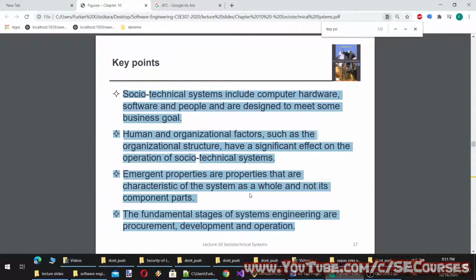Socio-technical systems include computer hardware, software, and people, and are designed to meet some business goal. Human and organizational factors, such as the organizational structure, have a significant effect on the operation of socio-technical systems. Emergent properties are properties that are characteristic of the system as a whole and not its component parts. The fundamental stages of systems engineering are procurement, development, and operation.